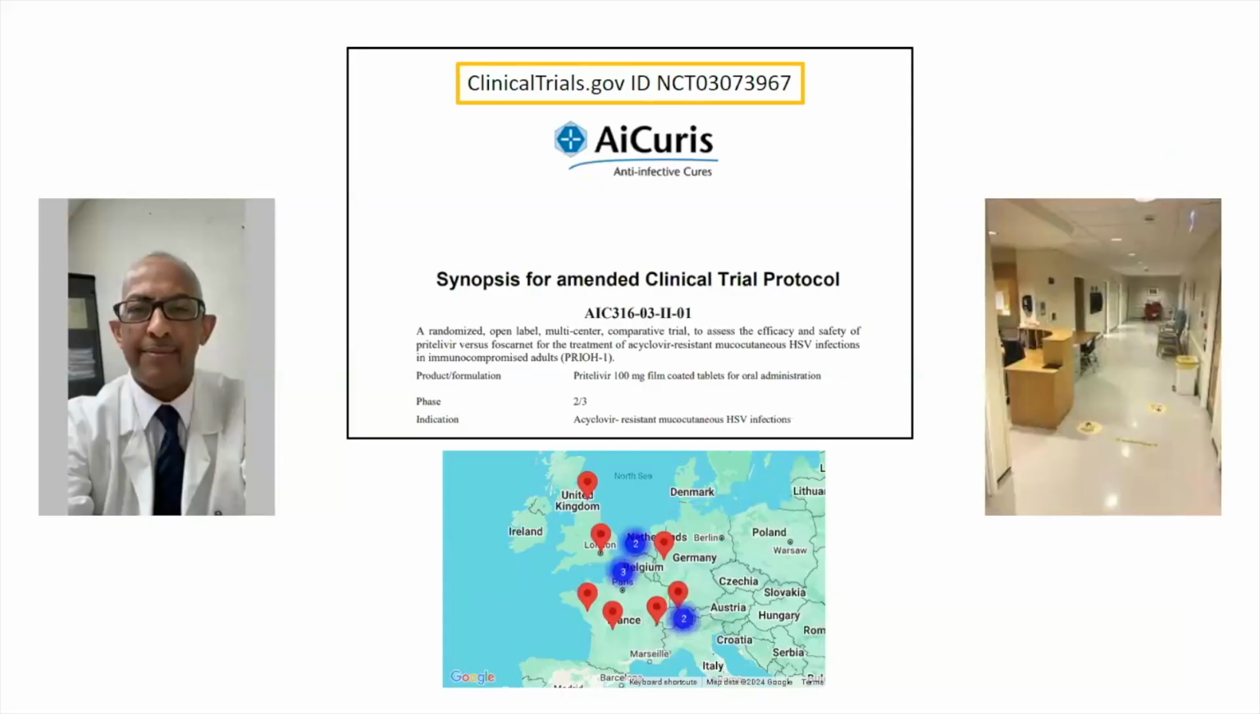This is me, and the picture on the right is the NIHR research facility in the hospital that I work in, in Newcastle, in England. And just to introduce you to this study that you may have come across or not, if it's running from your center, it is recruiting. It's called PRIOR-1. It's a randomized multi-center comparative trial that is meant to assess the efficacy and safety of a new drug called pritelivir versus foscarnet for the treatment of acyclovir-resistant mucocutaneous herpes simplex in immunocompromised patients.